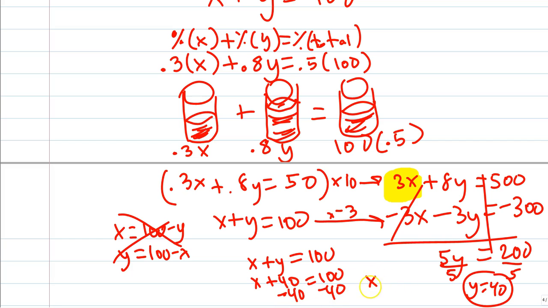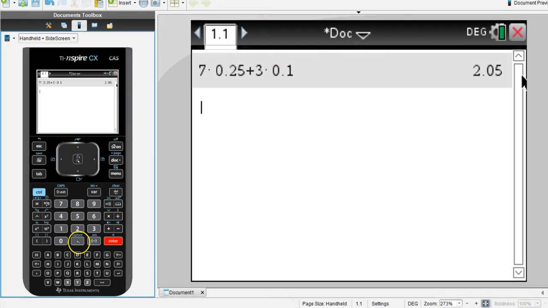X must be, how about 60? Now I know that those two total 100. I would encourage you to check out the mixture. If I'm using 60 liters of X and 30% of it is alcohol, what is 30% of 60 plus 80% of 40? Let's see. Is it 30% of 60 plus 80% of 40? And what should we end up with? Well, 50% of 100, or 50 liters of alcohol.